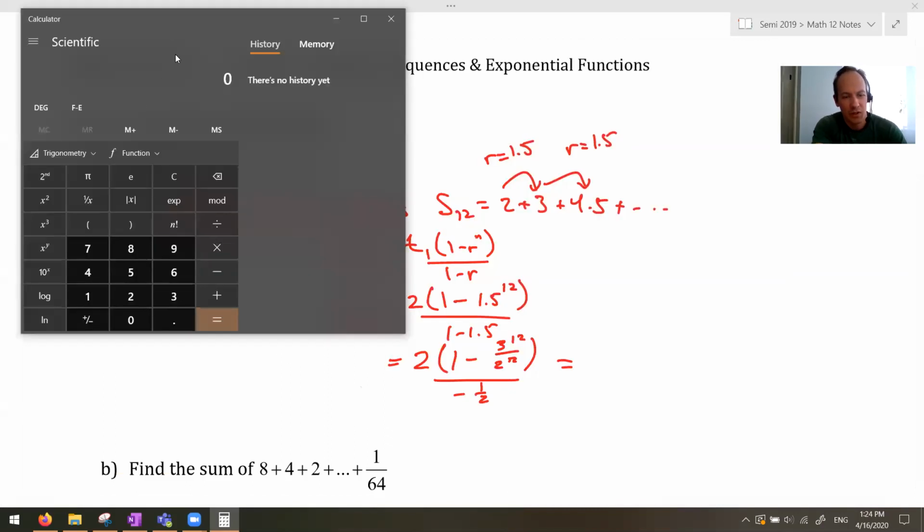So the way I'm going to do this, I'm going to go 3 to the power of 12, and I'm going to divide that by 2 to the power of 12, and push equals. Okay, so that's some weird thing here. I'm going to go 1 minus that answer. Now, can I easily do that on this calculator? Okay, so you know what? I'm actually going to switch things around slightly.